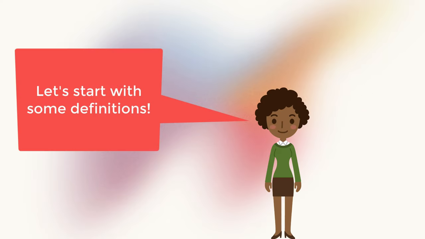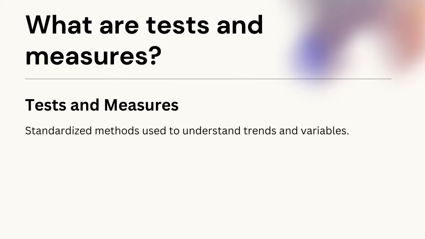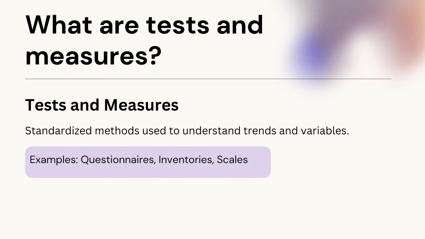To begin, we need to familiarize ourselves with some important definitions. In the context of academic research, tests and measures are standardized methods used to understand trends and variables. They can be used for research, diagnosis, and assessment. Example methods include questionnaires, inventories, and scales, and they are commonly used in social sciences and health-related fields.